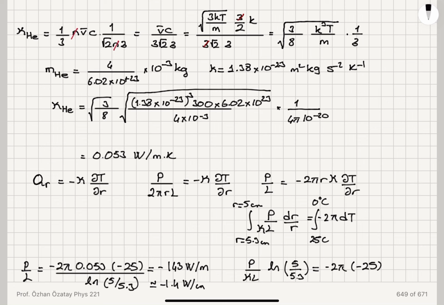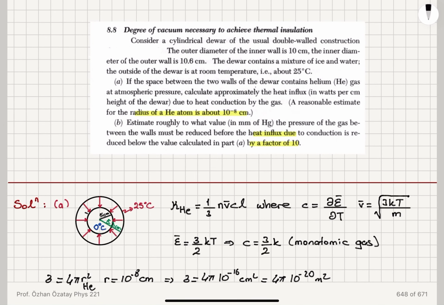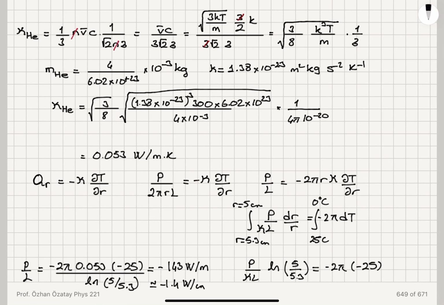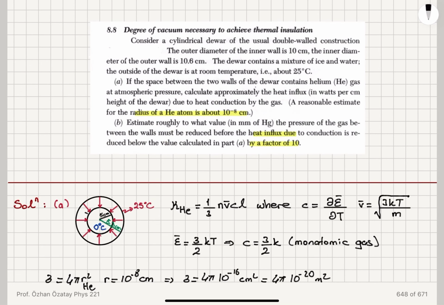per meter Kelvin. Now P divided by 2 pi r L is the power, heat per time per area. The cross-section area that this heat influx sees is 2 pi r times L, the length of this cylinder. So this gives us P over L is minus 2 pi r kappa del T del r. If I isolate temperature and r here and integrate from outside to inside, I obtain a power per length of minus 1.4 watts per centimeter. So that was the question.